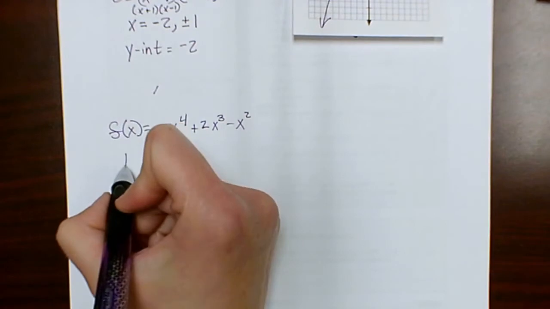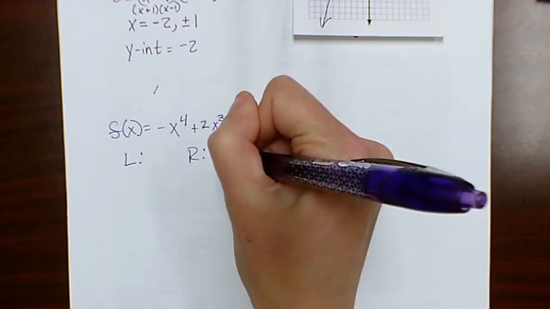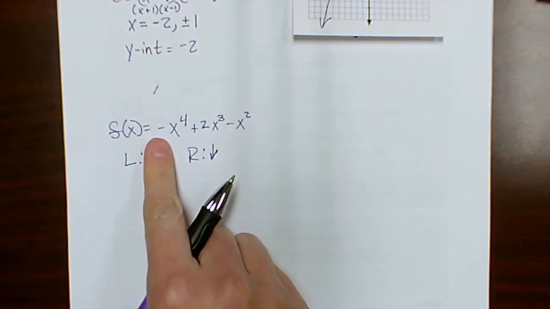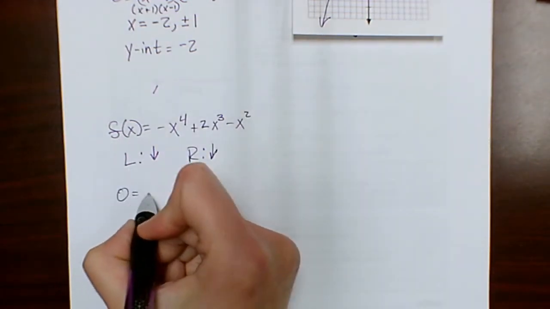Okay, so our left and our right. Our right is going to go down because we're negative. We have an even exponent, so the left is going to go the same direction. So we're going to set this equal to 0.